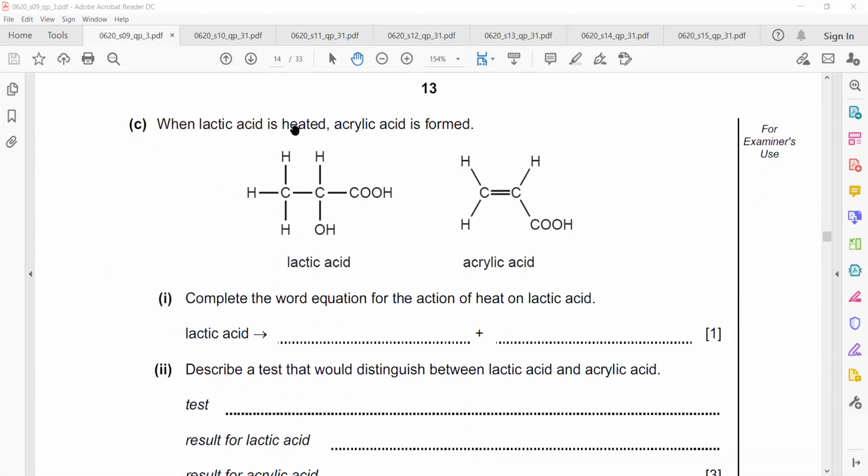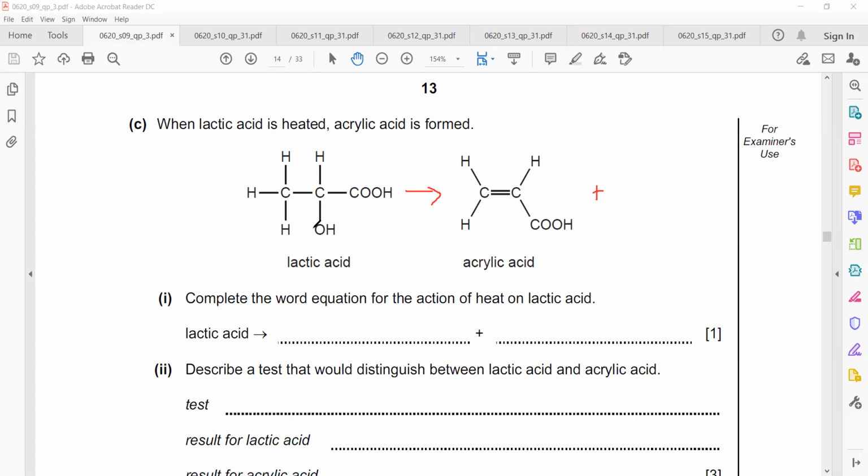Part C, when lactic acid is heated, acrylic acid is formed. So complete the word equation for the action of heat on lactic acid. So this is lactic acid, it forms acrylic acid. And what else will be there? When lactic acid is heated, it forms acrylic acid. But what else will be there? Can you work out from this? So there will be water as well.